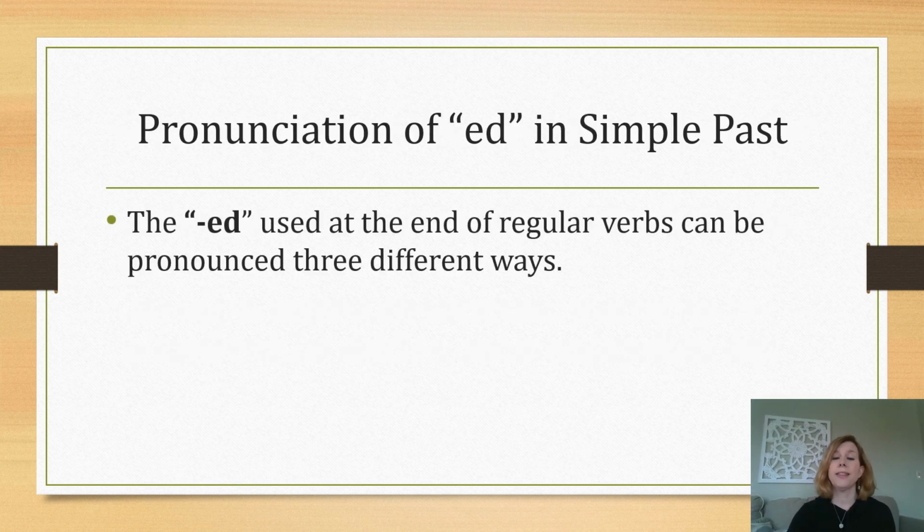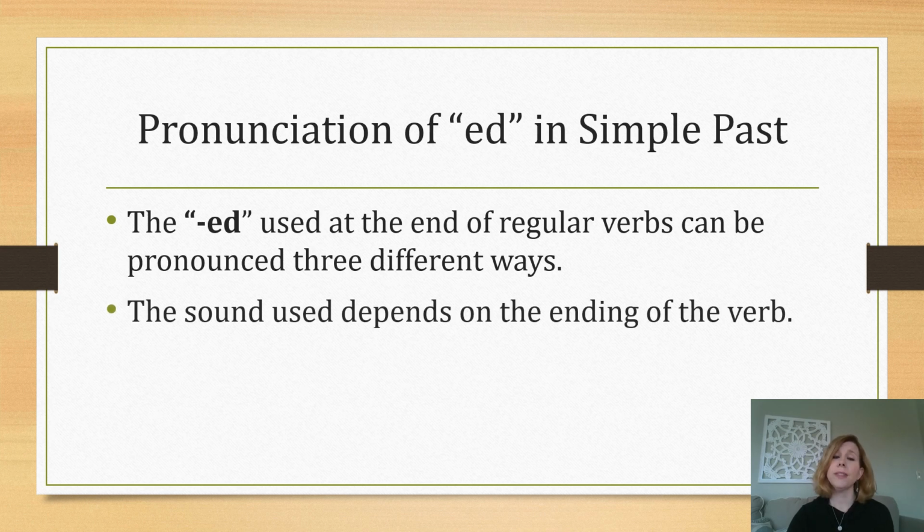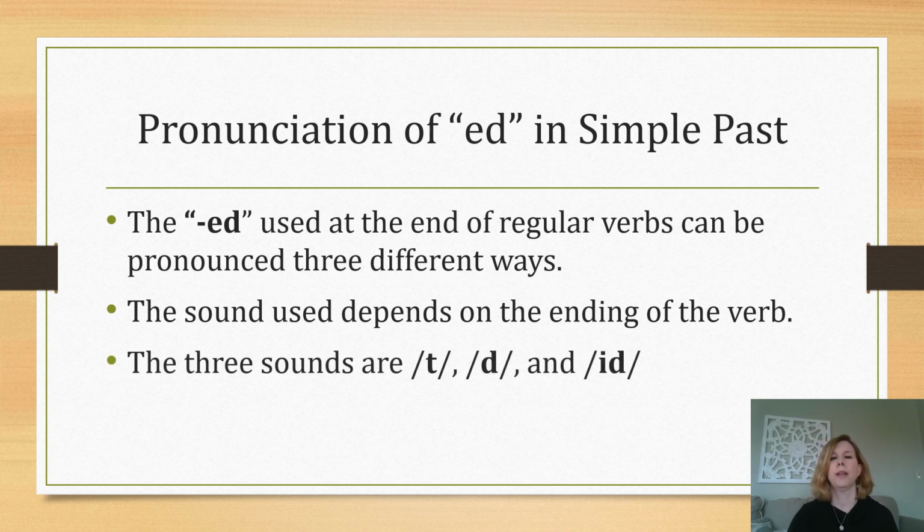The ed used at the end of regular verbs can be pronounced in 3 ways. This is something most native speakers don't even realize. The sound depends on the sound on the end of the verb. The 3 sounds that ed can make are a t, d, or id.